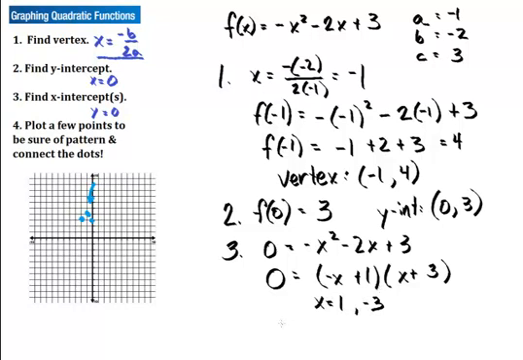So my x-intercepts are the points 1, 0 and -3, 0. So let's put those dots down. 1, 2, 3, 0 and 1, 0. Yep, see how that's on either side of that vertex so smoothly. Ta-da.